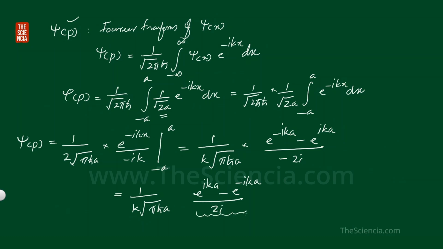What is this value? This is nothing but sine ka. So finally we got the answer: psi of p is equal to 1 by k into root pi h cross a into sine ka.